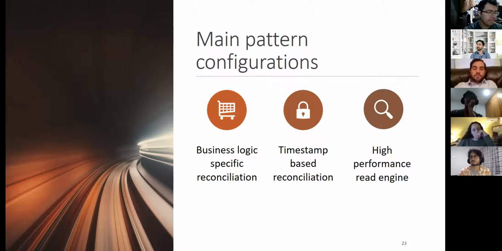The second one is the timestamp-based reconciliation, in which Dynamo performs a simple timestamp-based reconciliation logic of, let's say, the last write wins. So the service that maintains, for example, the customer session information is a good example of this. And the third one is the high-performance read engine. In the end, there are services that need a high request rate. So in this case, we have a product catalog or promotional items, where most of them will be read operations. So we can go to the next slide.